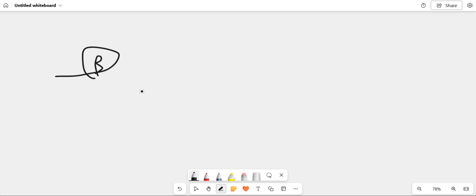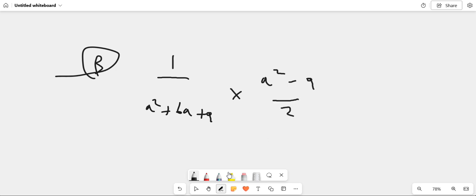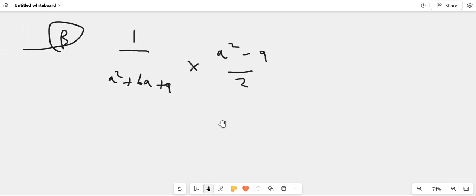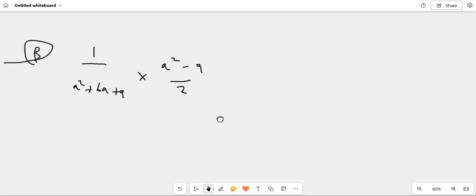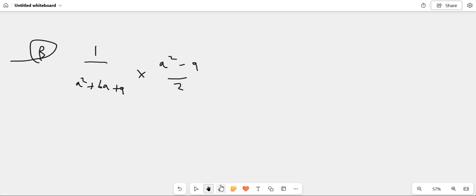Question B, yeah? Question B is saying 1 over a squared plus 6a plus 9, times a squared minus 9. Listen, I'm going to be real: if you don't have an A-level calculator at this point in the stage, you need to invest in one.